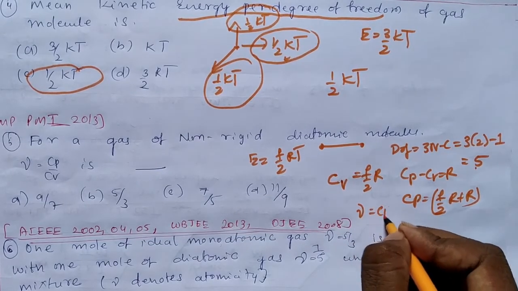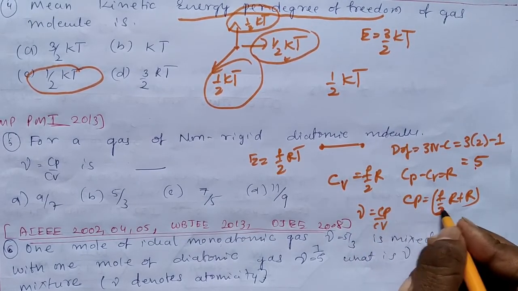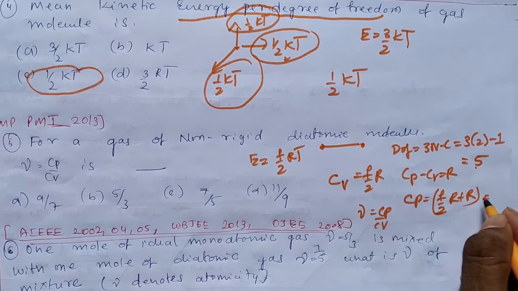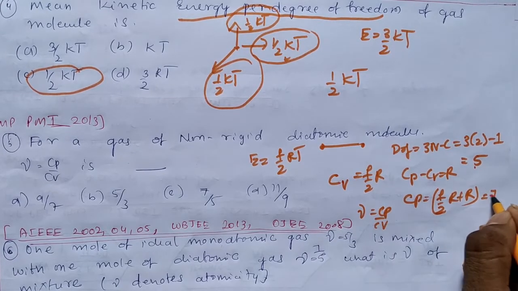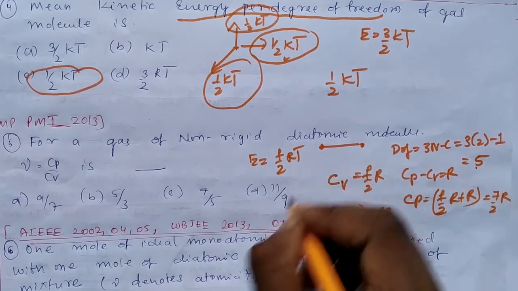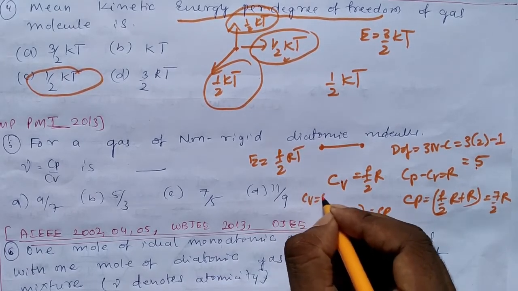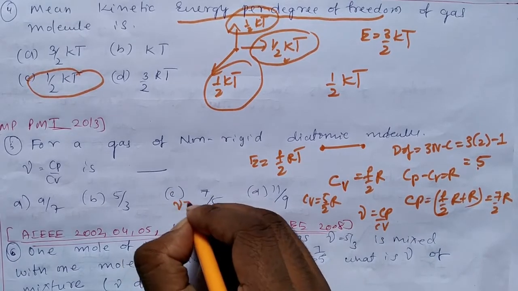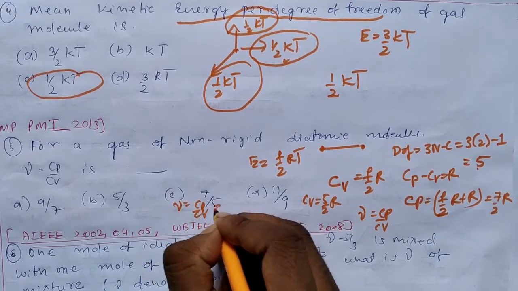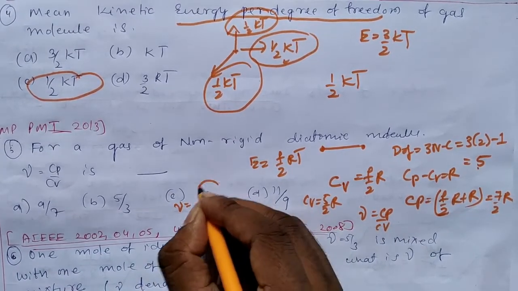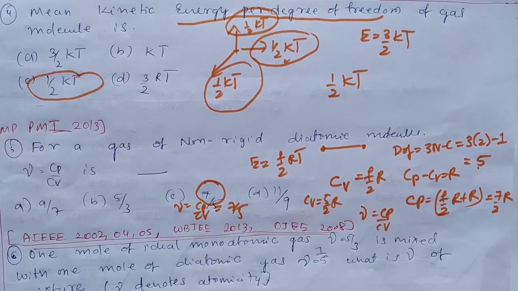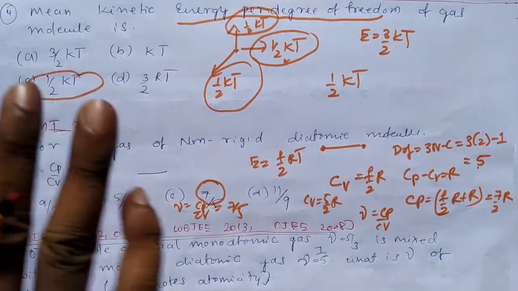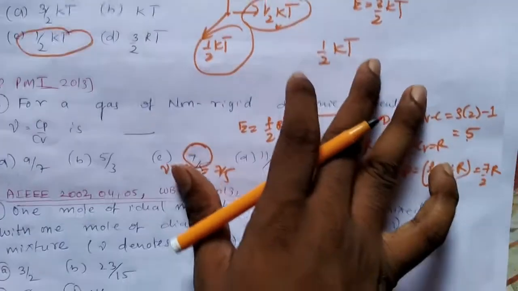Atomicity is Cp by Cv, isn't it? Substitute 5 here, what do you get? 5 by 2 R plus R is 7 by 2 R. Here Cv is again 5 by 2 R. So atomicity is Cp by Cv, which is nothing but 7 by 5. This is the option, 7 by 5. Just solve it very slowly, you will get a better understanding.